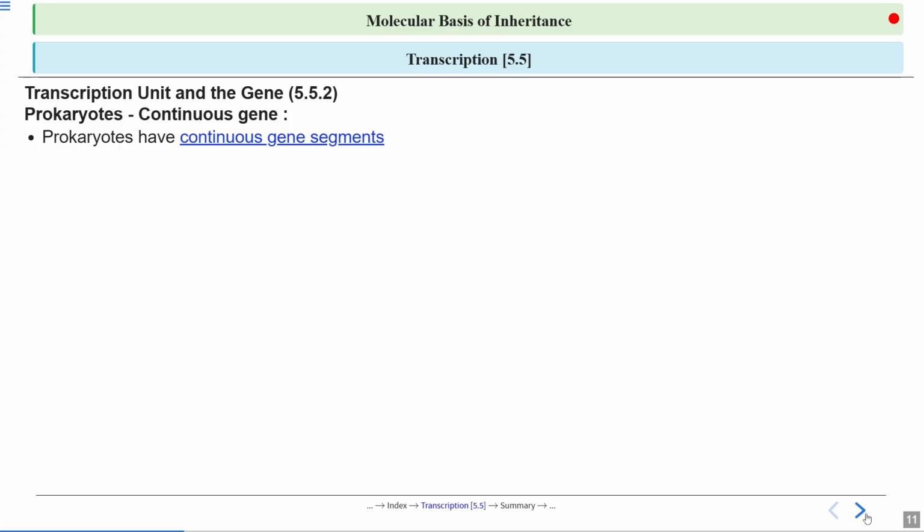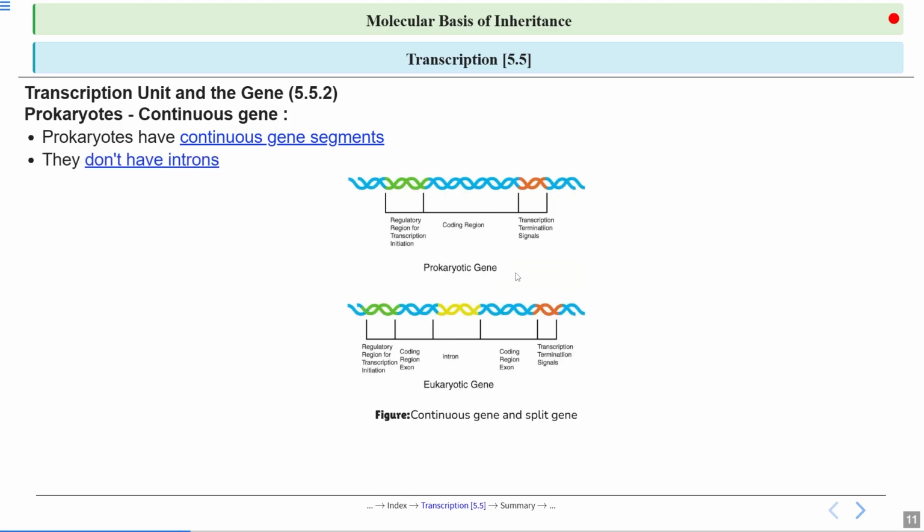Now we will understand about prokaryotes. We have seen that eukaryotes have intervening sequences, meaning they have both exon and intron regions. But if we talk about prokaryotes, they have continuous gene segments only. They don't have any intervening sequences like introns. They don't have introns.